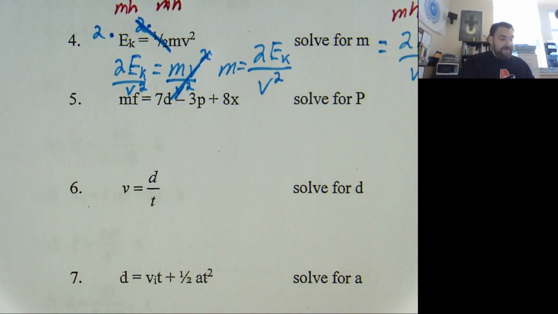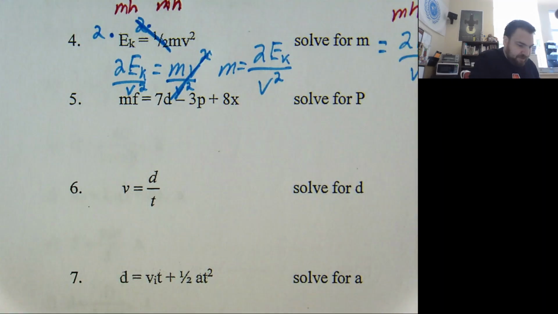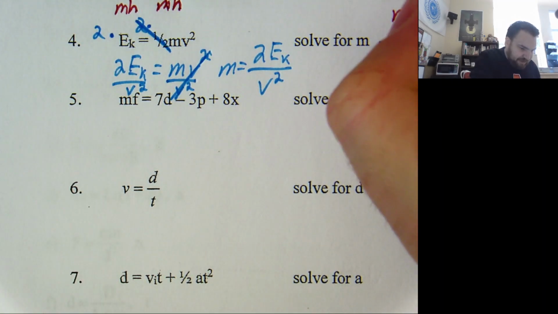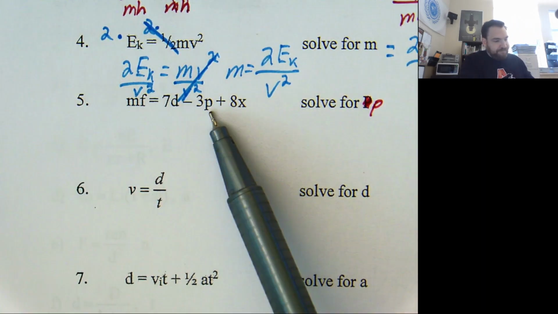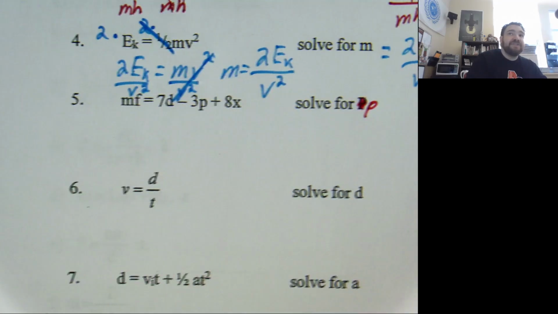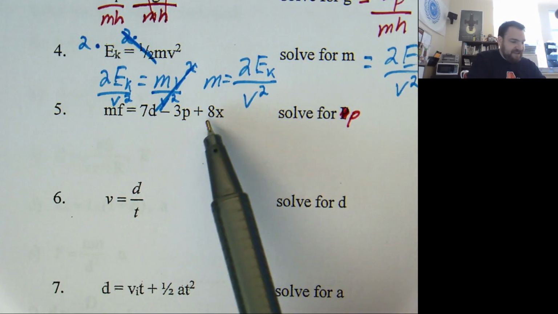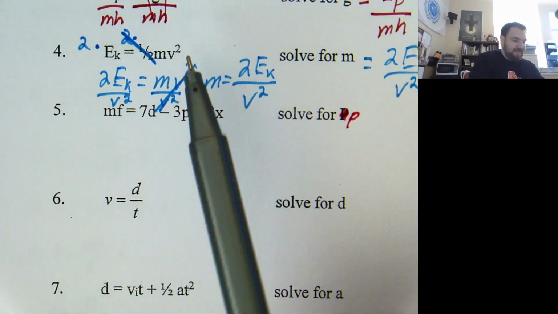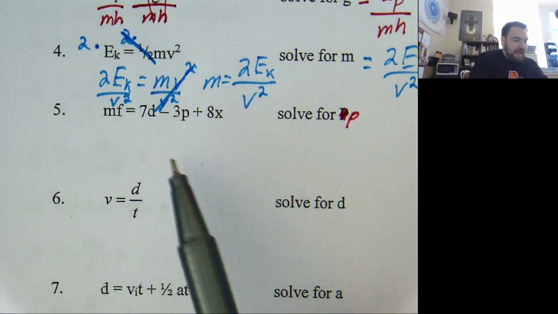So if you take a look at 5, I want to solve this thing for p. Now there is no big P here, so let's fix this. That should be a lowercase p, because that's the p we're solving for there. And this is the equation that we're looking at. So I've got mf equals 7d minus 3p plus 8x. Unlike everything that came before it, this is not a formula for anything. It's just a random string of algebra.